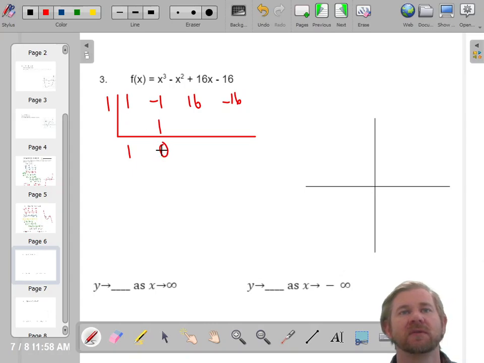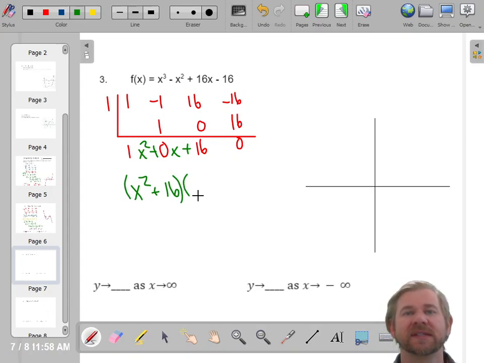Negative 1 plus 1 is 0. 0 times 1 is 0. 16 plus 0 is 16. Multiply. Again, you get 0. But this one's weird. It was degree 3, so this is 1x squared plus 0x. Well, I'll just write that as x squared plus 16. And since 1 was a 0, x minus 1 is a factor.